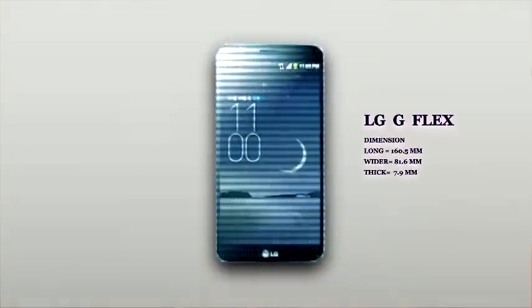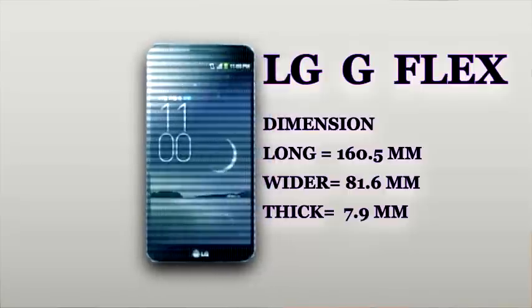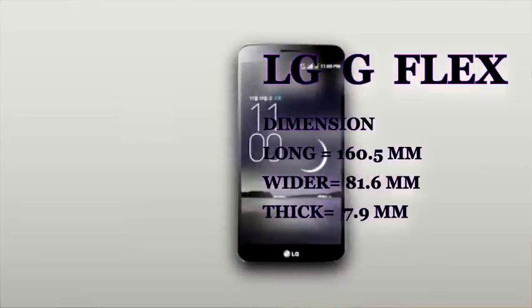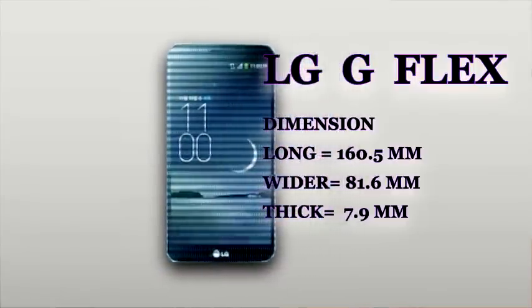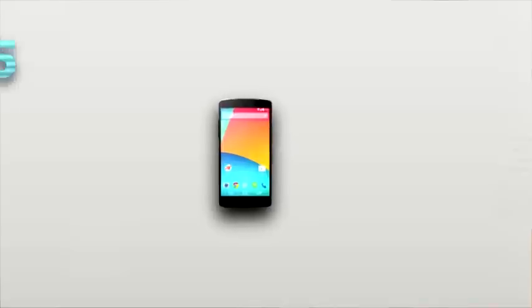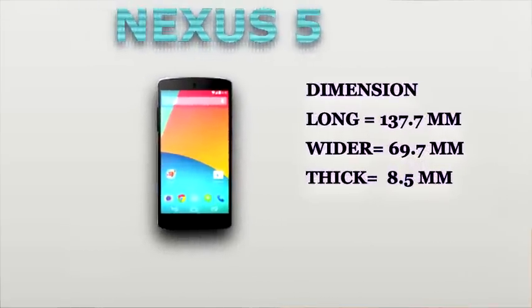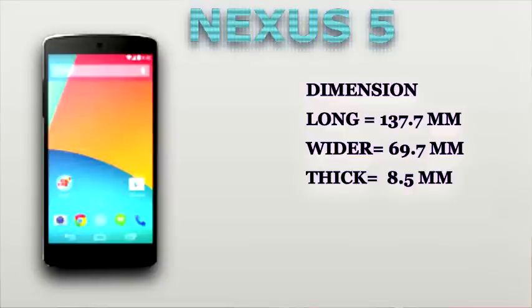Let's see the dimensions of the phones. As you all know, LG G Flex is quite a big phone. It is 116.5 mm long, 81.6 mm wide and 7.9 mm thick. The dimension of Google Nexus 5 is 137.7 mm long, 69.1 mm wide and 8.59 mm thick. So you can say that LG G Flex is a little bit thinner than Google Nexus 5.